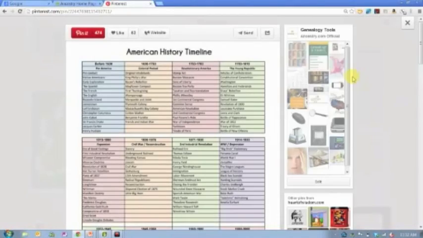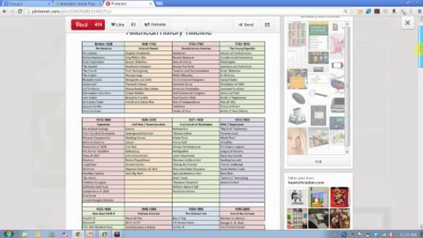I actually found this by Googling American History Timeline, and this is a woman who homeschools her children, and so she just put together this basic timeline for her family so that she can teach her children. Well, she put that up on her blog, and so here I have pinned it, and if you click it, it takes you through to her blog post.